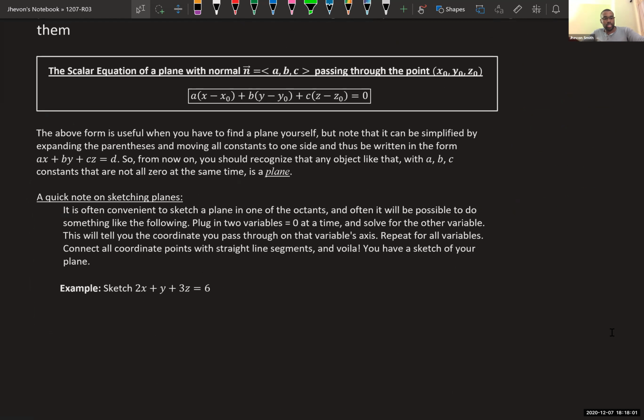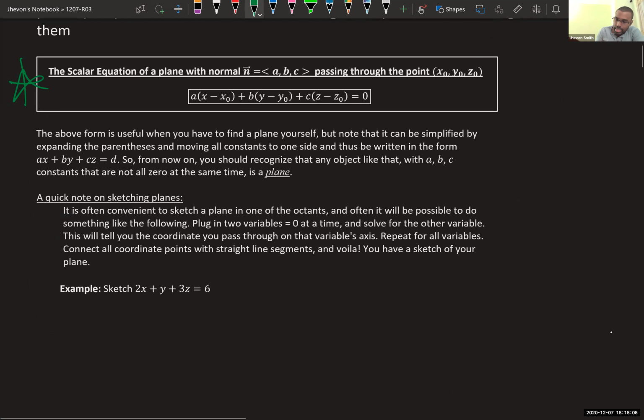So the equation of a plane, I expect you to know one when you see it. So that's like this guy. A, B, and C are constants. X naught, Y naught, and Z naught are also constants. So you'll notice that if you plugged in numbers, for example, 3 times (x minus 2) plus 7 times (y plus 1) minus 3z equals 0, that is the equation of a plane.